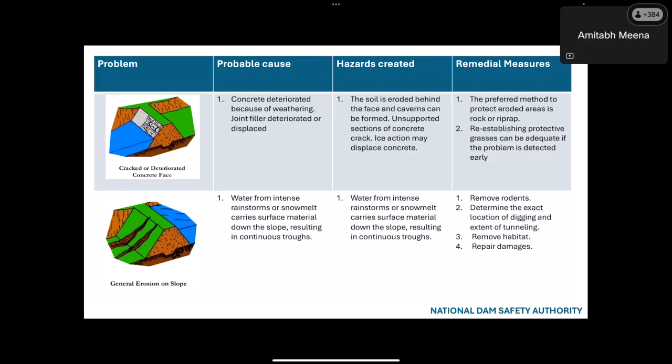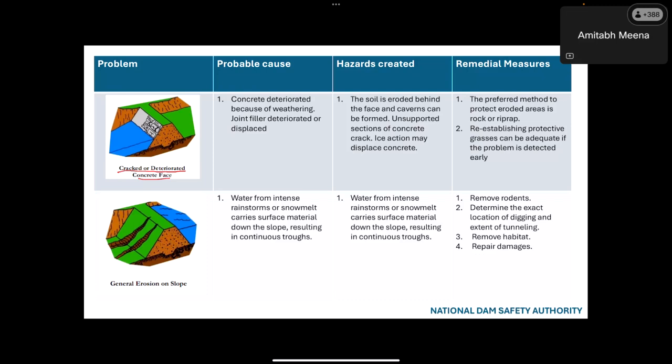In this diagram, this is cracked or deteriorated concrete face. So this may be a CFRD dam, I think. The preferred method to protect eroded areas is rock or riprap. Re-establishing protective grasses can be adequate if the problem is detected early.